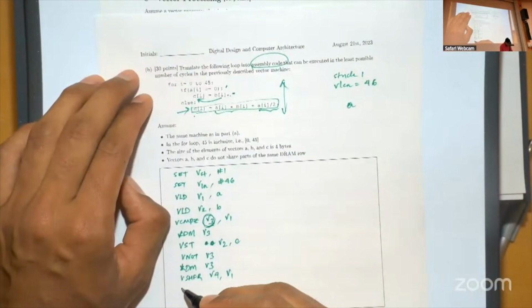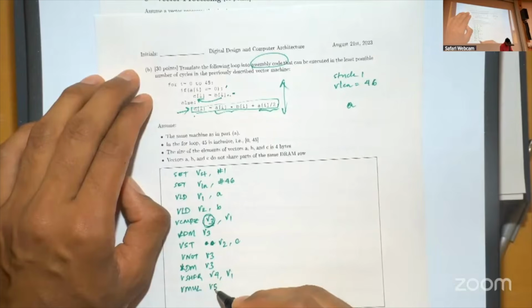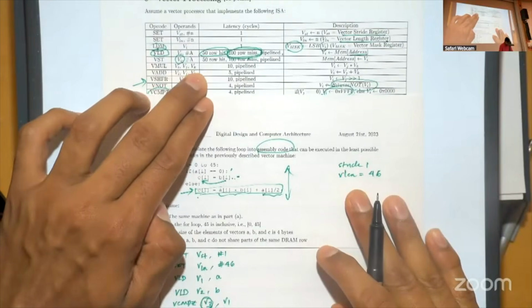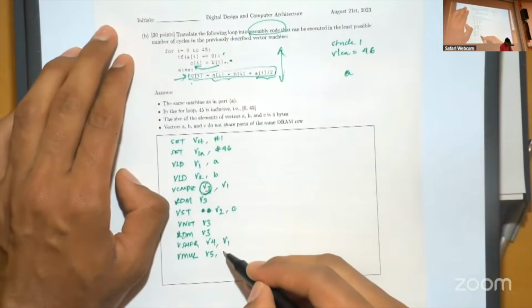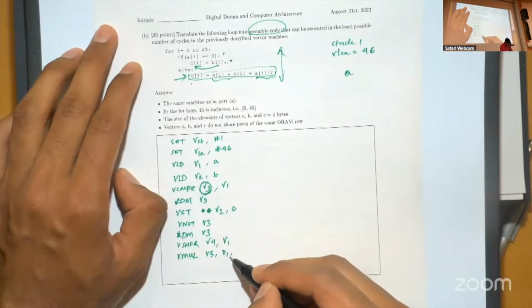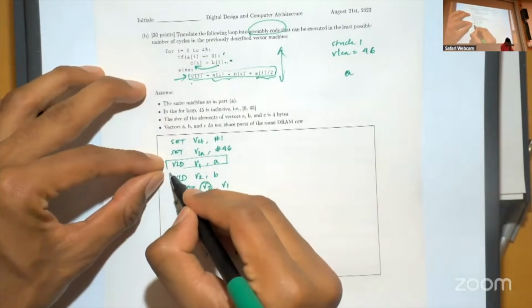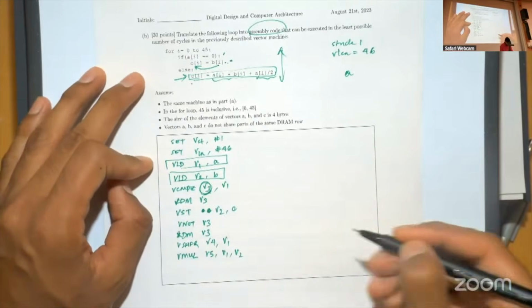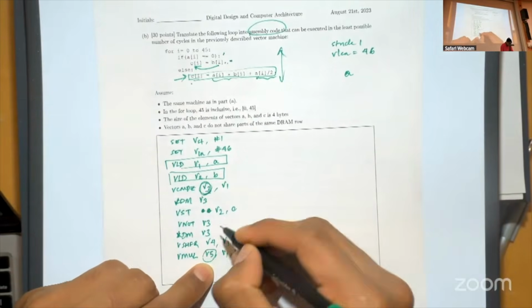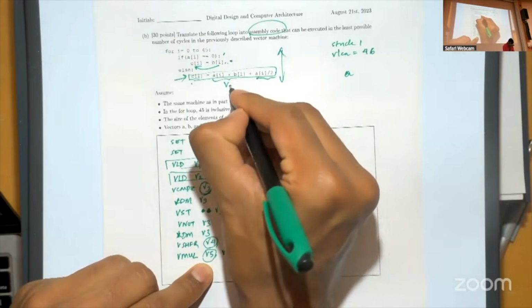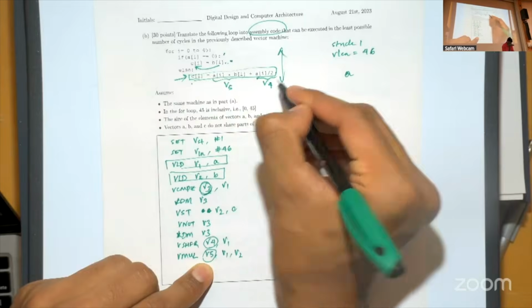Then we can multiply, which is V mul. Let's store it into V5. The multiplication takes two inputs Vj and Vk, which in our case will be A and B, which is V1 and V2, the two inputs that we loaded. The results of the two parts are in V4 and V5. So this is V5. This is V4.